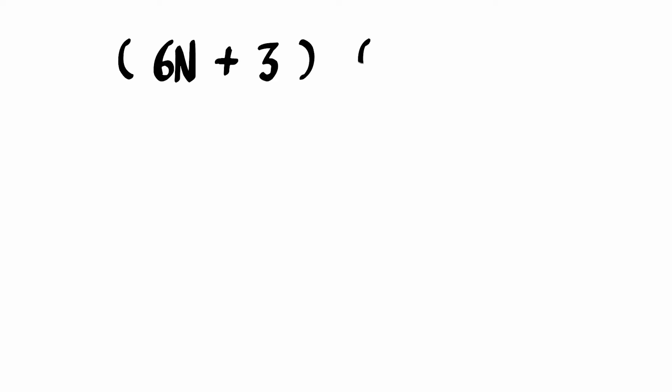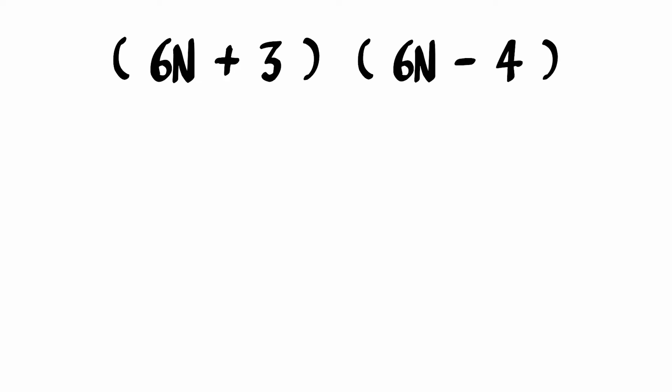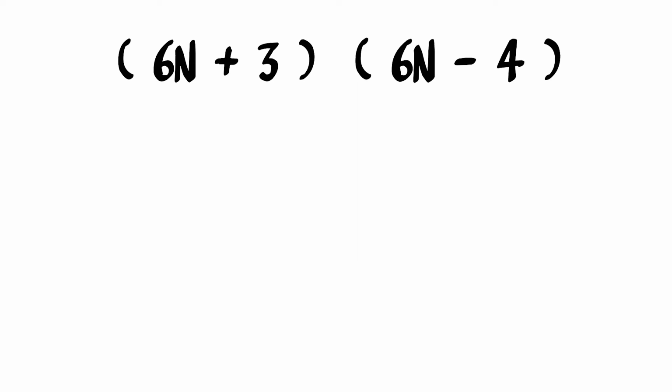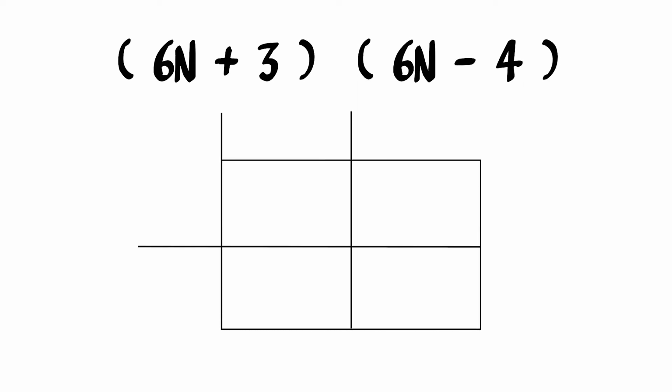6n plus 3 times 6n minus 4. Since we have 2 terms in the first expression and 2 terms in the second expression, in a 2 by 2 matrix.